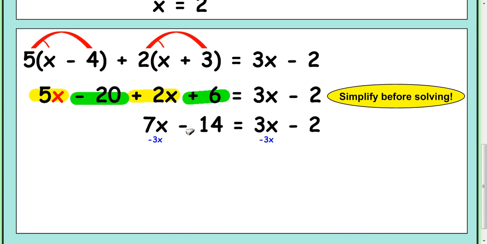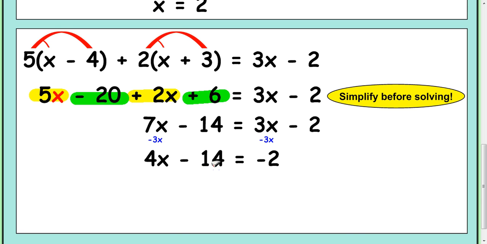Now that just becomes an equation we've done earlier. Again, I'll take away the 3x from both sides. You could add 14 to both sides, but I'm trying to get all the x's on one side and all the numbers on the other side. So 7 take away 3 is 4. Leave the take away 14. This comes to 0, so I'll just get negative 2.